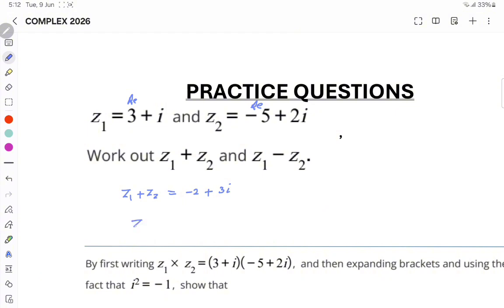If you want to find z1 minus z2, we're just subtracting real minus real. 3 minus negative 5, it will be 3 plus 5, 8. 1 minus 2i, it will be negative 1i.